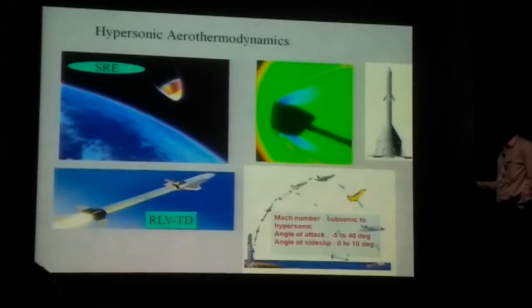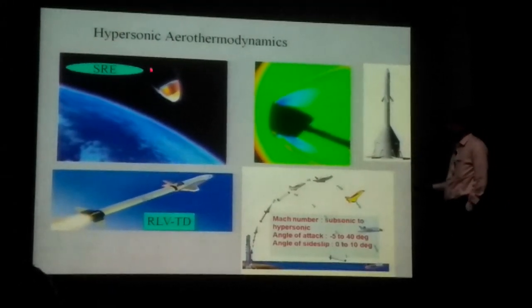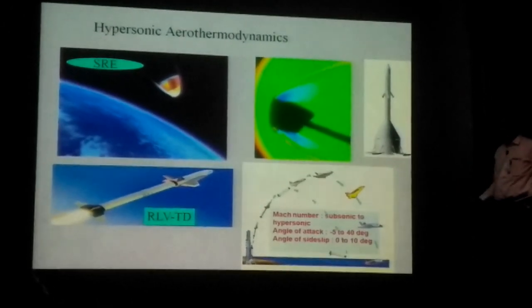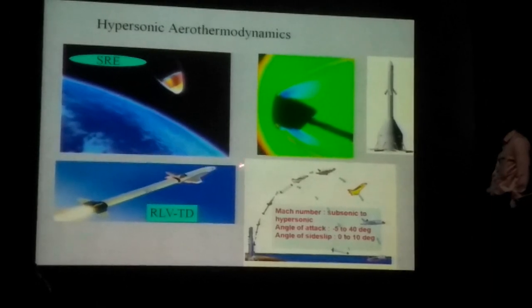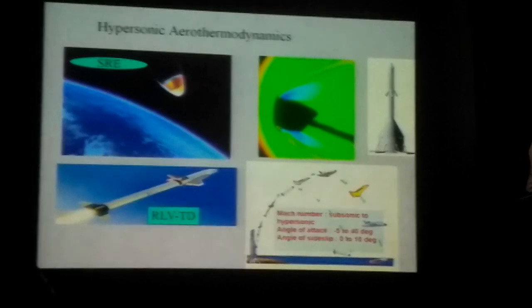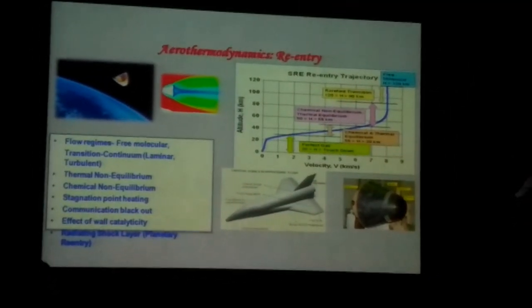Now we come to hypersonic aerothermodynamics. We had a successful mission of the Space Recovery Experiment, which was an orbit re-entry. And then we also had the RLV-TD, which you would have heard about yesterday. And this is the crew escape system. And these are some of the hypersonic Mach number cases.